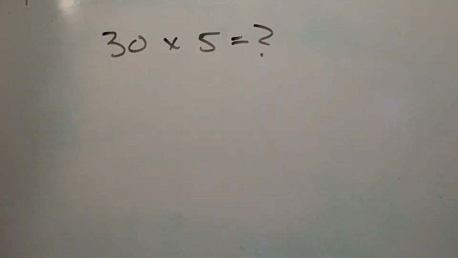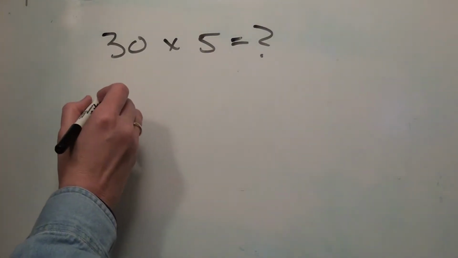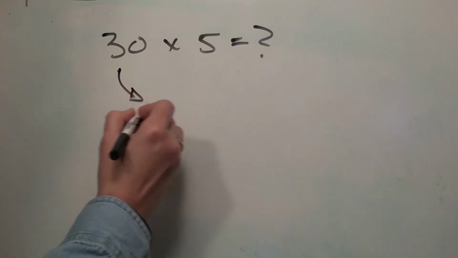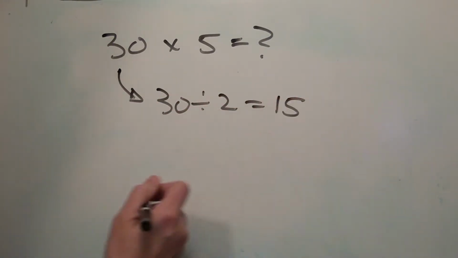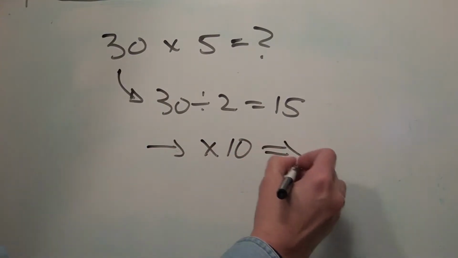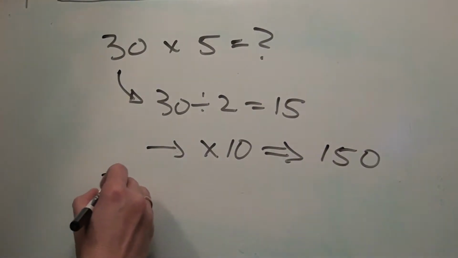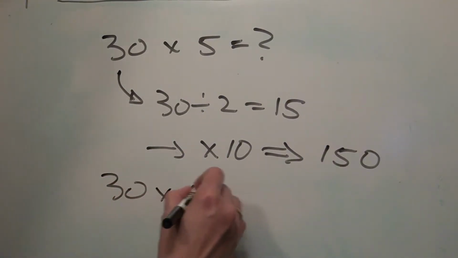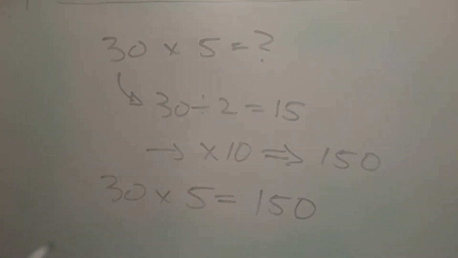How about 30 times 5? What does that equal to? Now again, this one is relatively simple. We can figure it out in our heads, but let's use our trick. I'll look at 30. 30 divided by 2 is 15. And now I want to multiply that by 10, so that gives me 150. So 30 times 5 equals 150.